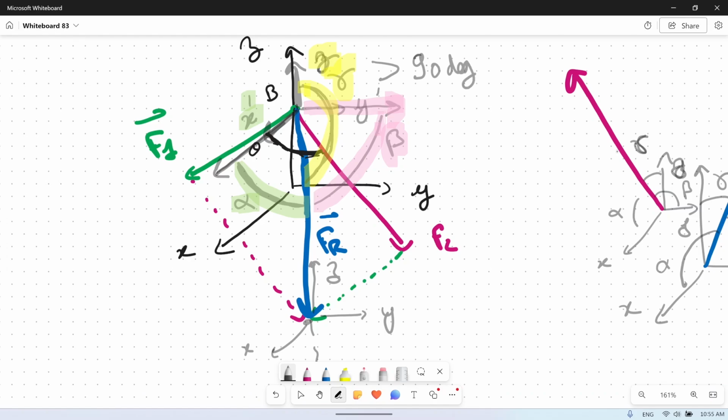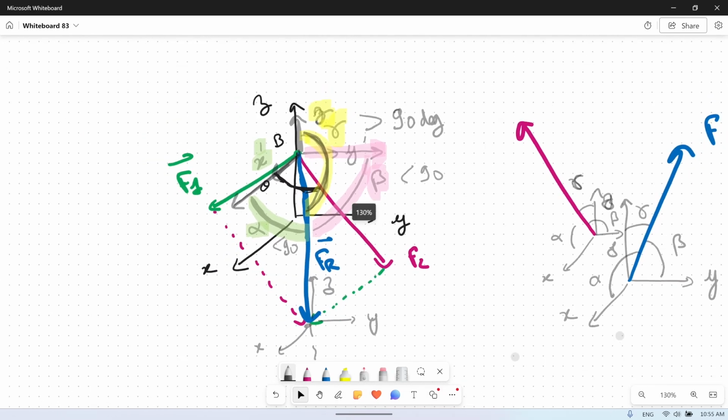degrees. Why? Because FR is going down. So this long yellow angle is more than 90 degrees. Those two other angles, alpha and beta, you should find less than 90 and less than 90. If not, there is an issue. So I hope that makes sense.